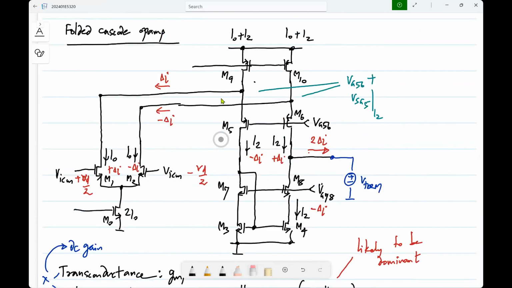Basically, you choose it. What happens? Like when VG56 changes, what happens? This voltage changes, right? If this voltage becomes too high, M9 and M10 will get squeezed. So you choose it as high as possible, meaning you make sure that M9 and M10 are at the edge of triode region, triode saturation boundary. Okay. Similarly, VG78, you make it as low as possible so that M3 and M4 are just at the edge of the saturation region. Okay.